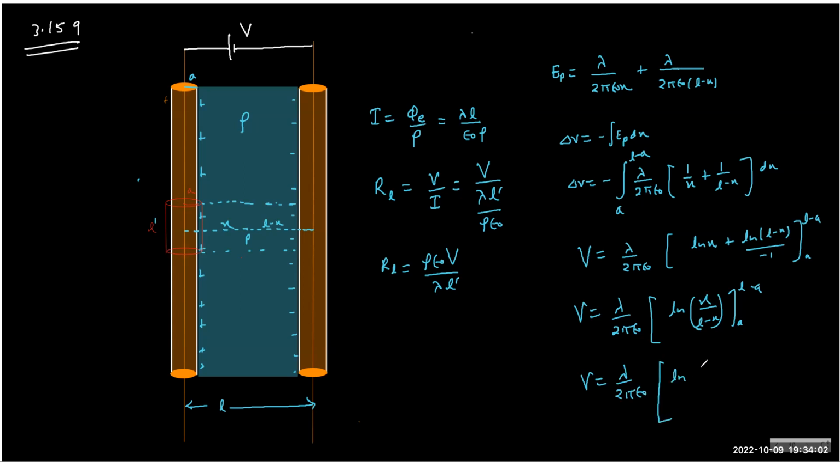Upper limit: ln of L minus A by A, minus the lower limit, which is the same, so it will become 2 times, right? Both will add up, because they're inverses of each other. You can just invert it and add it. So how much are we going to get? The answer: L is much bigger than A, so we get lambda by pi epsilon naught. Why pi? Because this 2 will cancel with the 2 from the summation. ln of L by A minus 1.